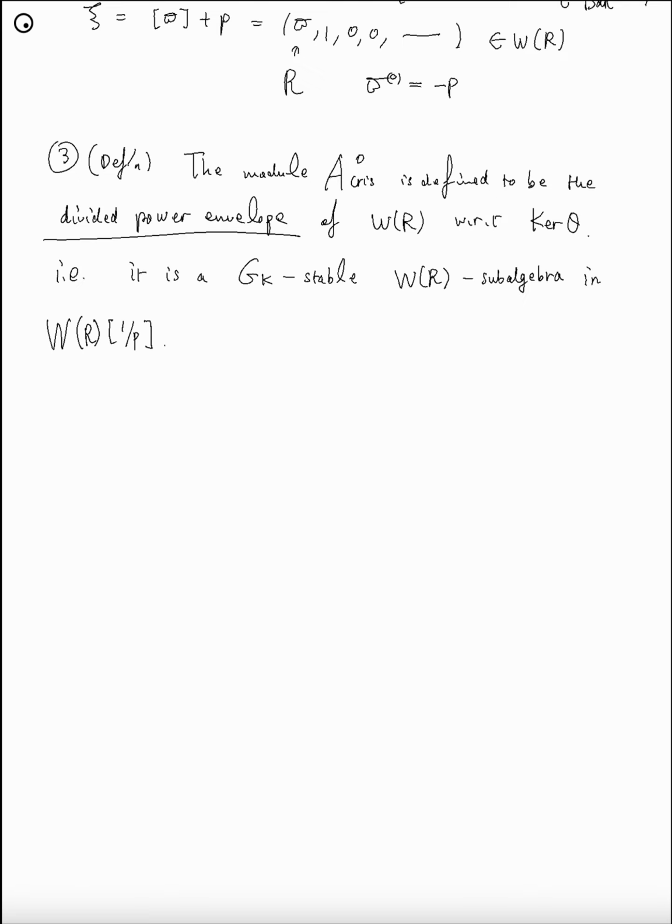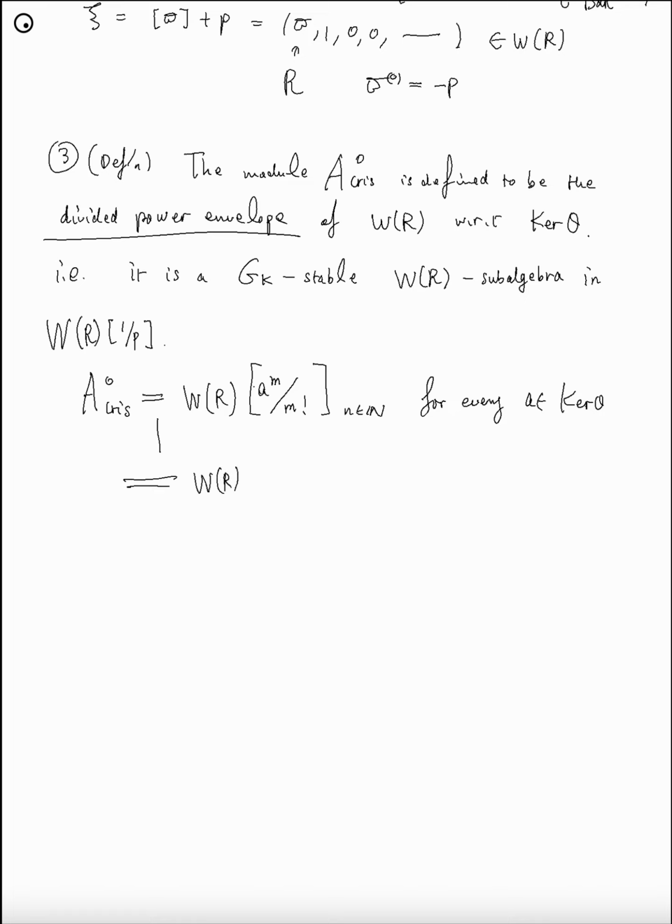Let's write it more precisely. So A_crys^0 is W(R)[a^m/m!], so we're adding all those terms in the way of polynomials for every a in the kernel of theta. In other words, this is also the same as just W(R)[xi^n/n!] for any integer n.